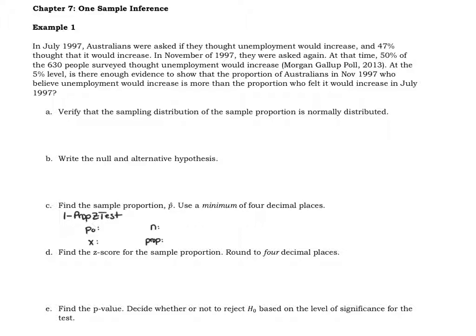47% thought that it would. And then in November of that same year, they were asked again. 50% of the 630 people surveyed thought unemployment would increase. At the 5% level, so that's your alpha, is there enough evidence to show the proportion of Australians in November of 97 who believed unemployment would increase was more than the proportion who felt it would increase in July?